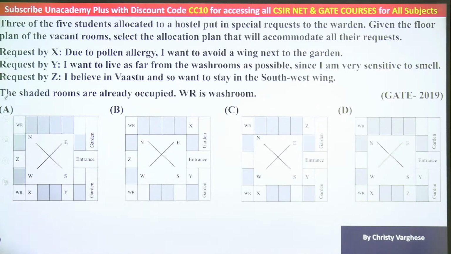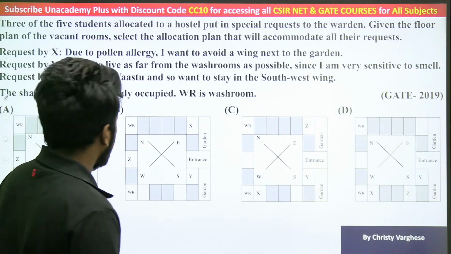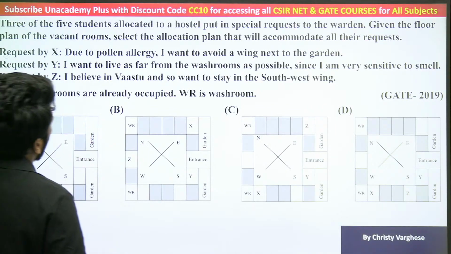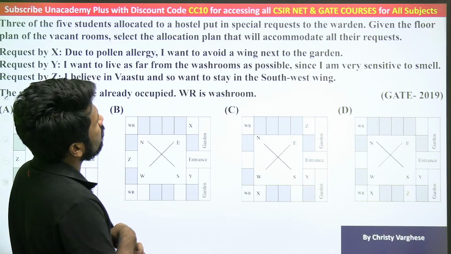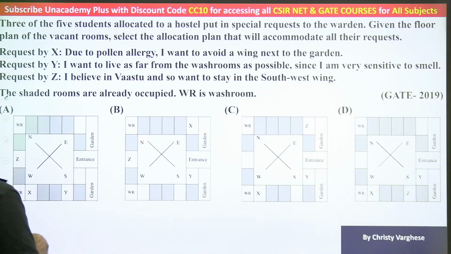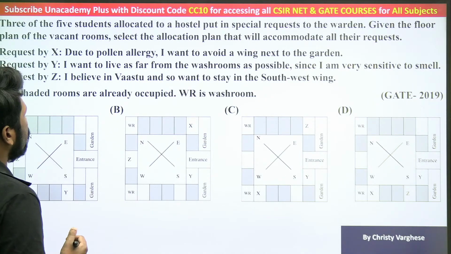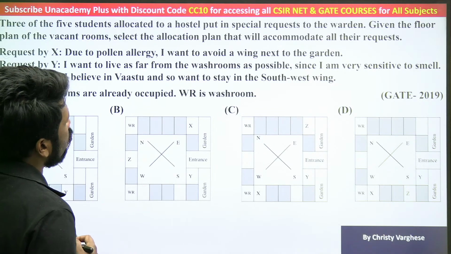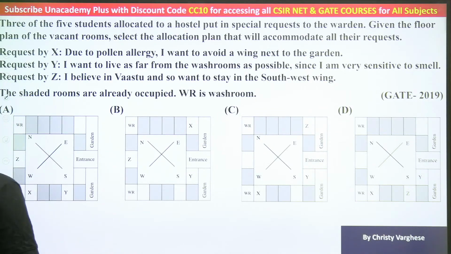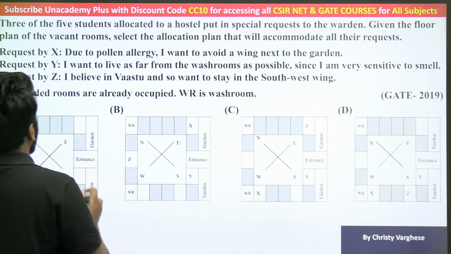Many of you got the answer for this question also. Let's see which is the correct answer. Three of the 5 students allocated to a hostel put in special requests to the warden. Given the floor plan of the vacant rooms, select the allocation plan that will accommodate all their requests. All the 3 people's requests must be satisfied.